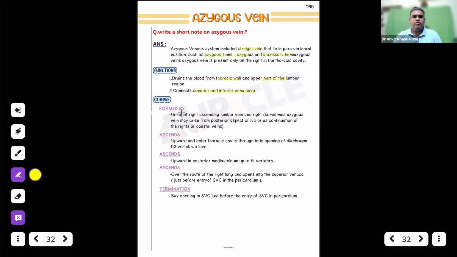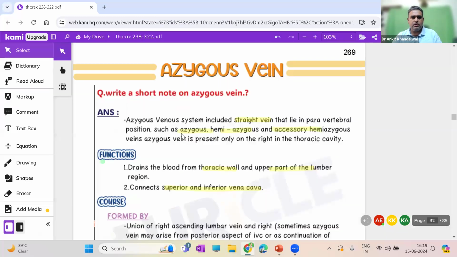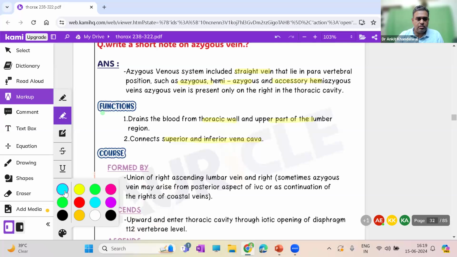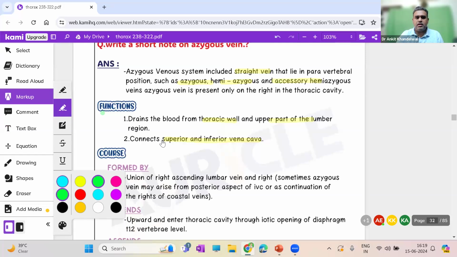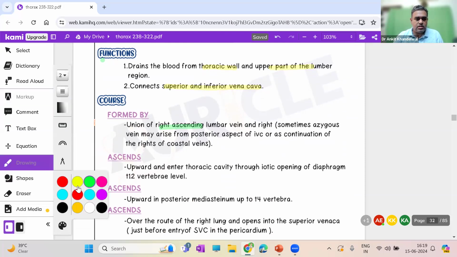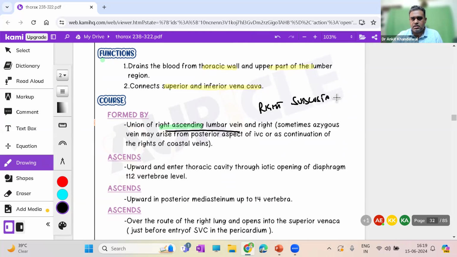Now, a few things you need to understand are from where they are actually formed. This is formed from below. There are a few veins which help to form it. It is formed by the right ascending lumbar vein and the right subcostal vein. They both combine and form the azygous vein.